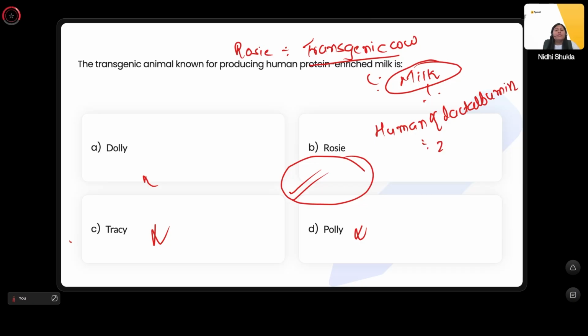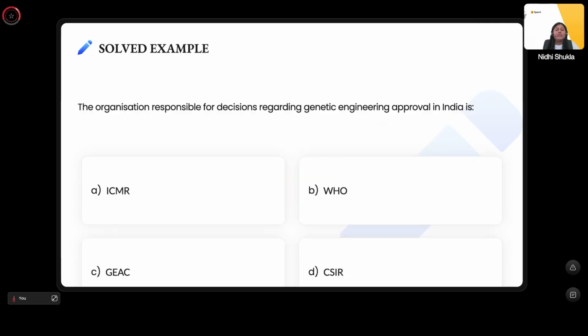And what was the quantity of this protein? It was 2.4 grams per liter. Because Rosie could produce milk which contained human alpha lactalbumin protein, the milk of Rosie was actually more nutritious than normal cow milk. So Rosie was a transgenic cow and it could produce human protein enriched milk. Now let us look at our next question.